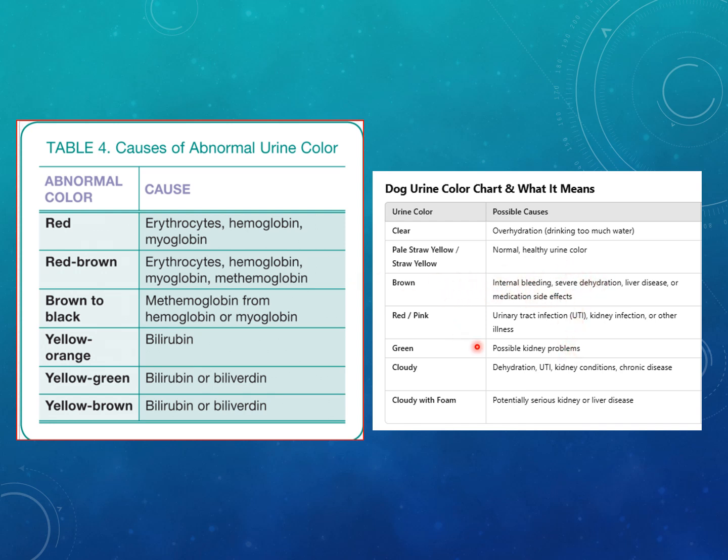Red or pink is usually related to hematuria. Green can be related to certain types of infections. Brown, again, is usually related to myoglobinuria. And then they didn't include orange here, but orange can be related to bilirubin in the urine. Another thing to note is that when we're looking at the color, we also are going to note the clarity. Is it clear? Is it cloudy? And we're going to talk more about that in a minute.